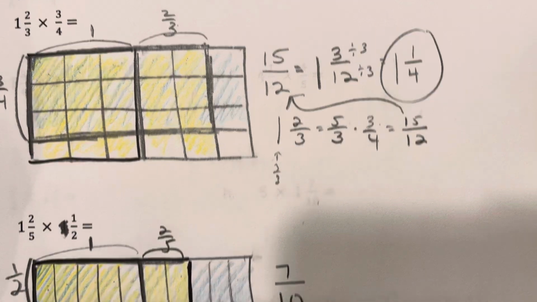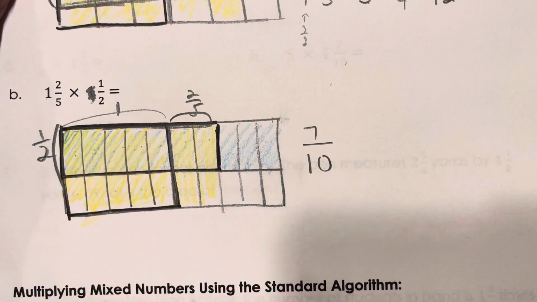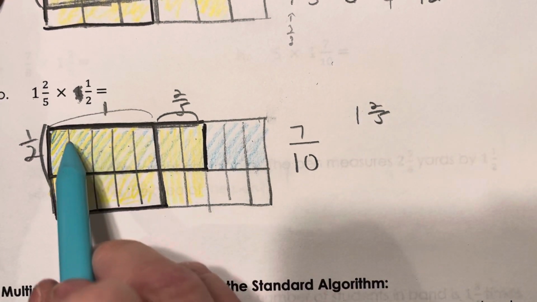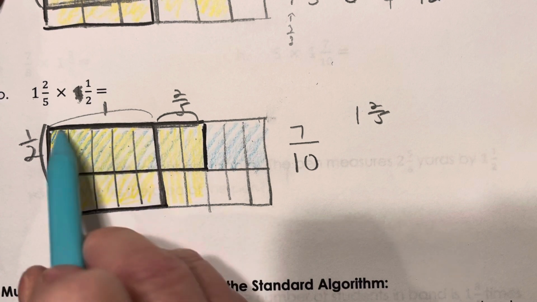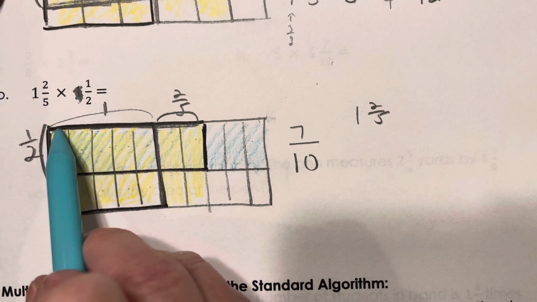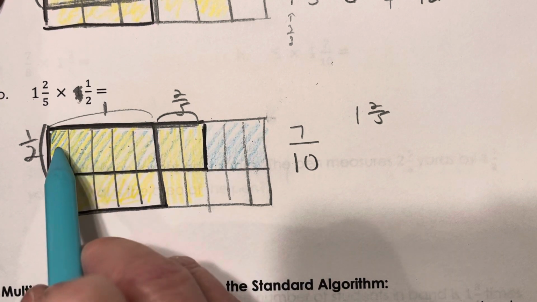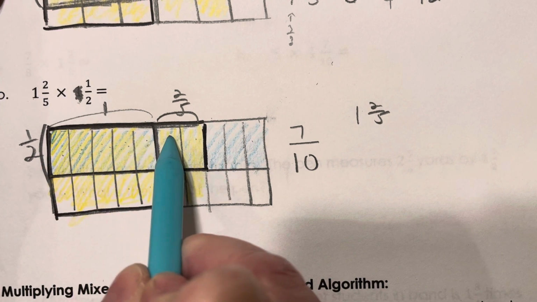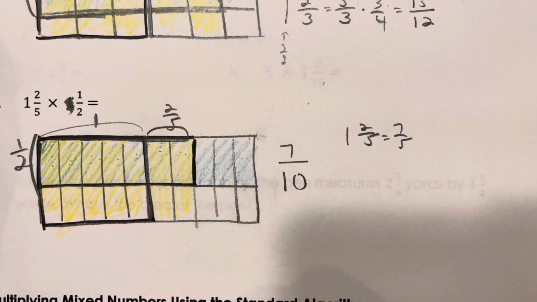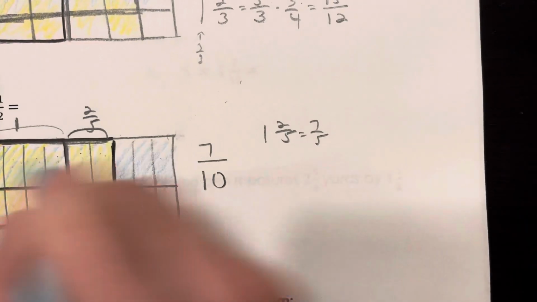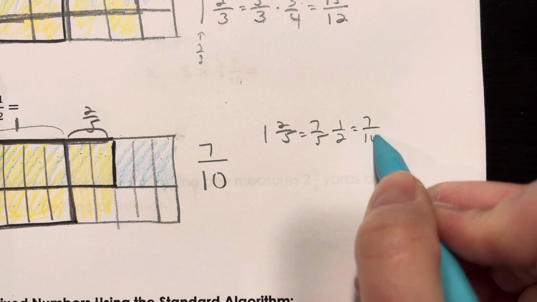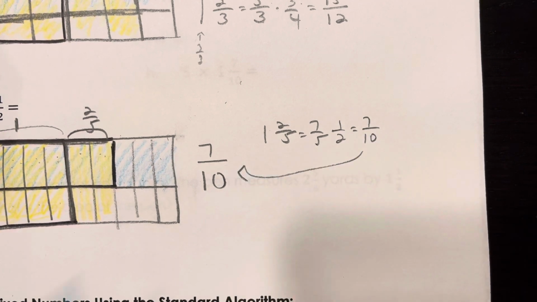Okay, so look at B. For B, this 1 2/5, we started off with 1 2/5. In order to get our answer, we then had to cut this up as well. We cut the whole up into the piece sizes so it would match. And instead of 1 2/5, we had 1, 2, 3, 4, 5, 6, 7 fifths. So we use 7 fifths instead. And 7 fifths times 1/2 gives you 7/10, which is that.